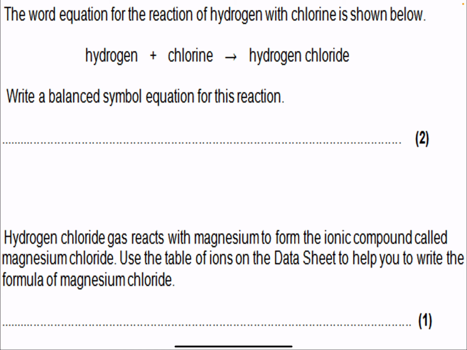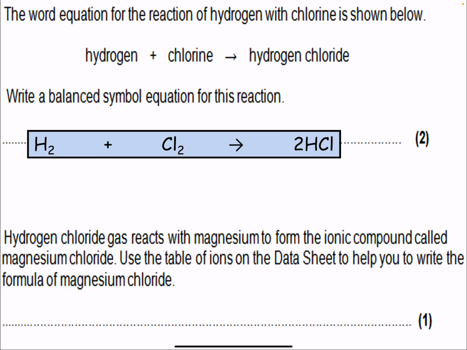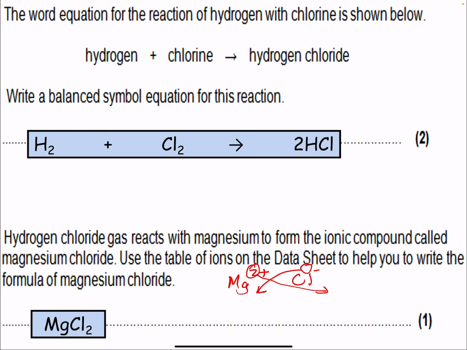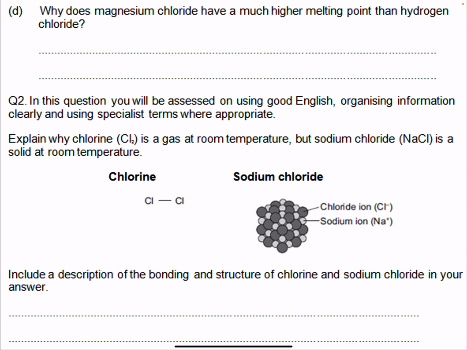Okay, so what you have got, there's your balanced equation, and there's the formula for magnesium chloride. Think about it, magnesium is Mg2+, chloride is Cl-, so that 2, that invisible 1, and you end up with MgCl2. Moving on. Pause the video here, have a go at these 2 questions. What you should find, we'll move on.